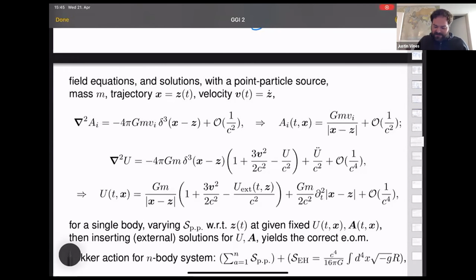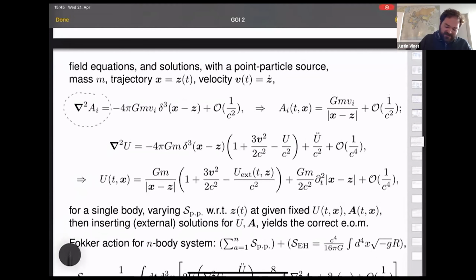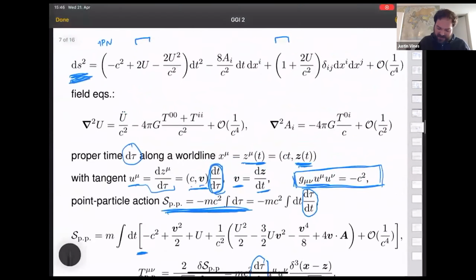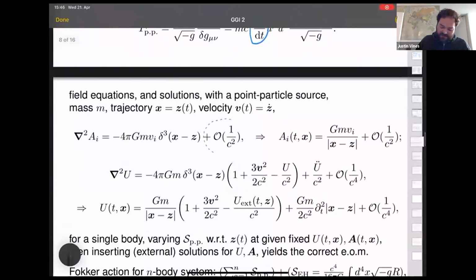At all points in space, this solution to the field equation just says it's the momentum of the particle at that time divided by the distance of the field point from the instantaneous position of that particle. So that one was very easy. Because this vector potential only enters the metric already suppressed by a factor of 1 over c squared, we only have to work essentially to what you could call Newtonian order in solving this field equation.